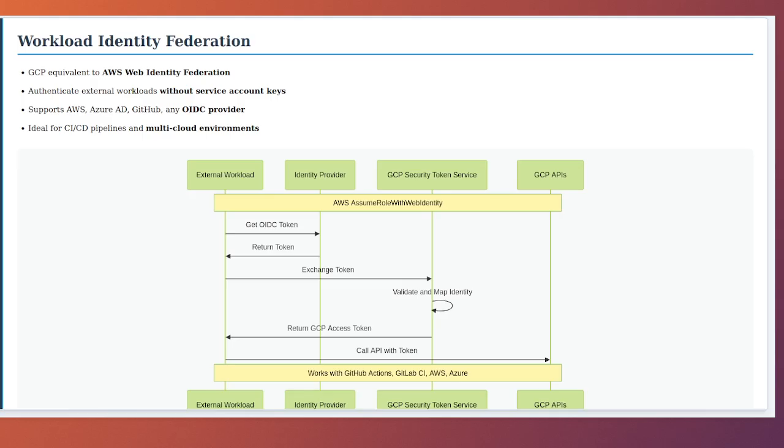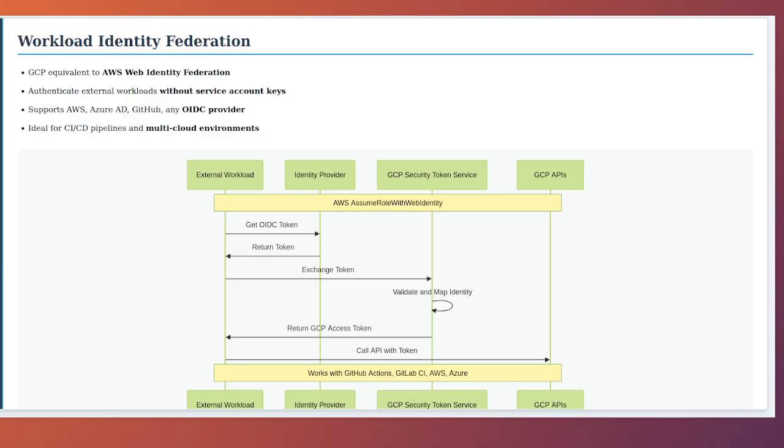Workload Identity Federation eliminates the need for service account keys in CI/CD pipelines and external applications. Instead of storing a JSON key file in GitHub Secrets, you configure the GitHub OIDC provider in GCP and grant roles to the GitHub identity.